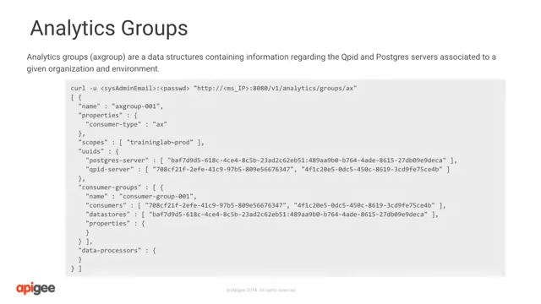Cupid is the message broker used by Edge's analytics platform. Analytics uses a data structure called analytics groups containing information regarding which Cupid and Postgres servers are associated to any given organization and environment. In the on-screen example, we can see we have a single analytics group. This has a single scope associated with it, specifying the prod environment within the training lab organization. The scope lists two comma-separated Cupid servers as its members.